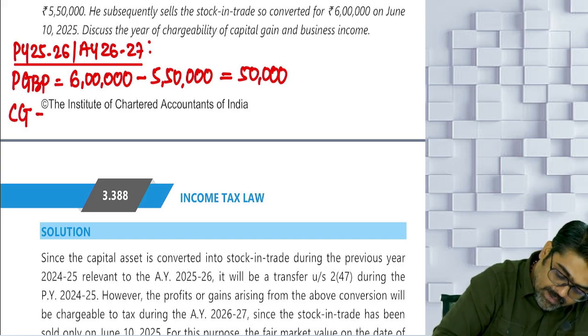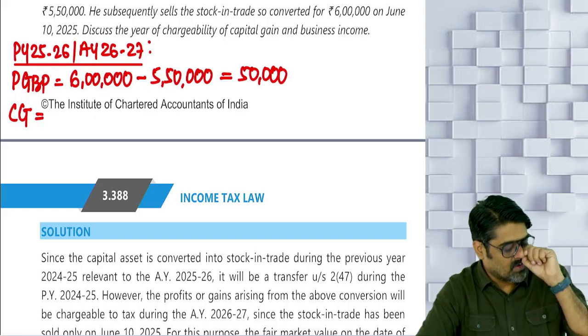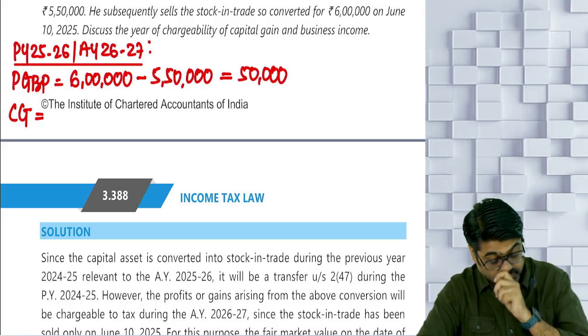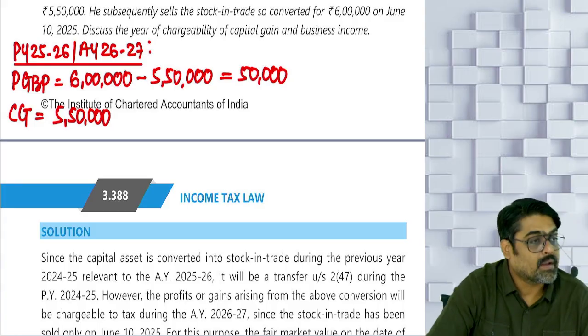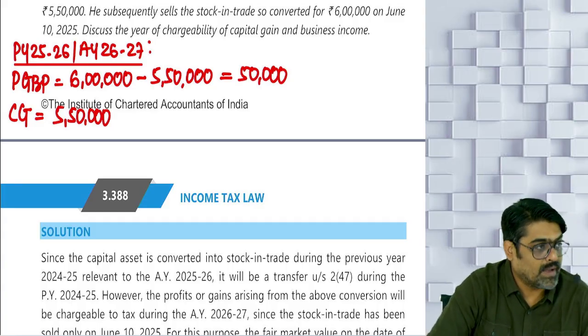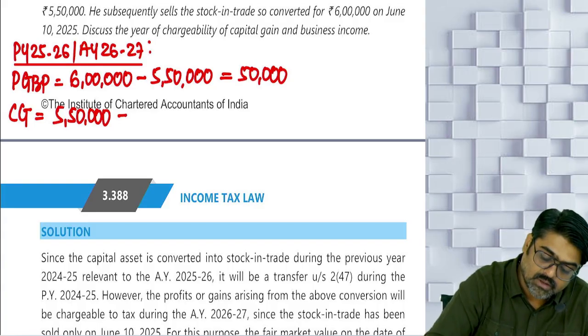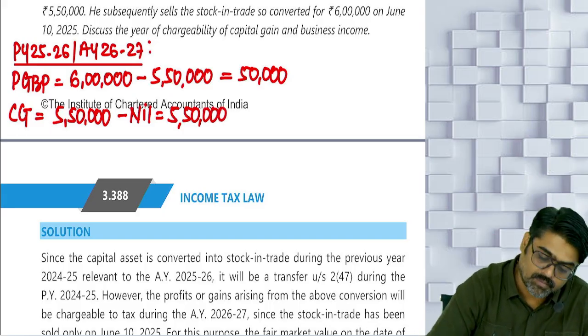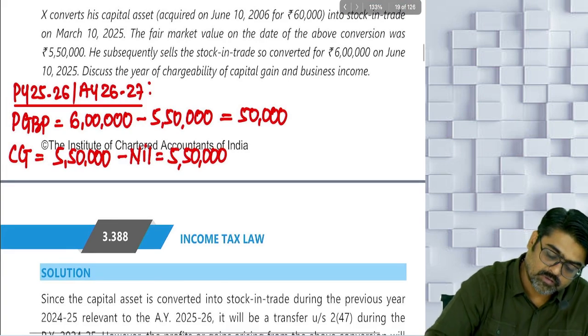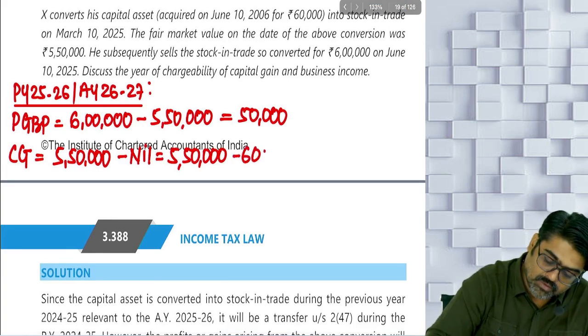Now to calculate the capital gain, what are you going to do? You will take the same 5,50,000 fair market value as on the date of conversion as your full value of consideration minus transfer expense, which is nil. So your net consideration will be 5,50,000. Out of that, will you reduce cost of acquisition, cost of improvement? Yes. How much was the cost of acquisition? And how much was the cost of improvement? Nil. Calculate.